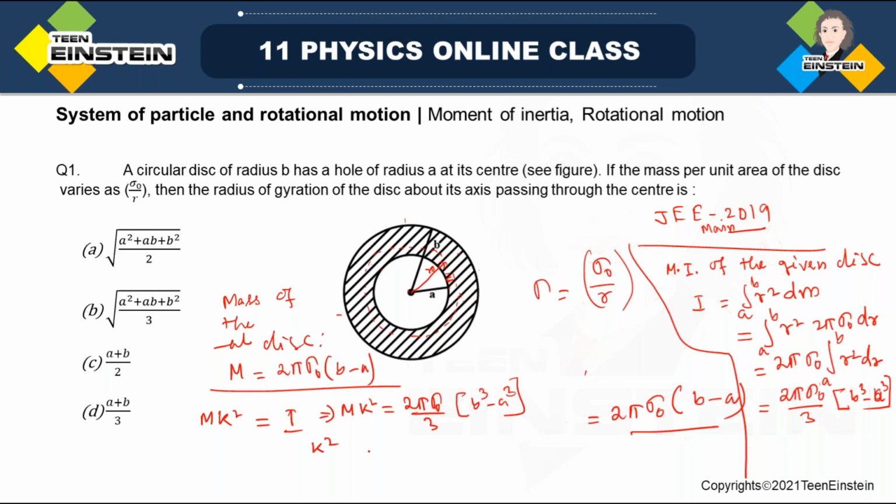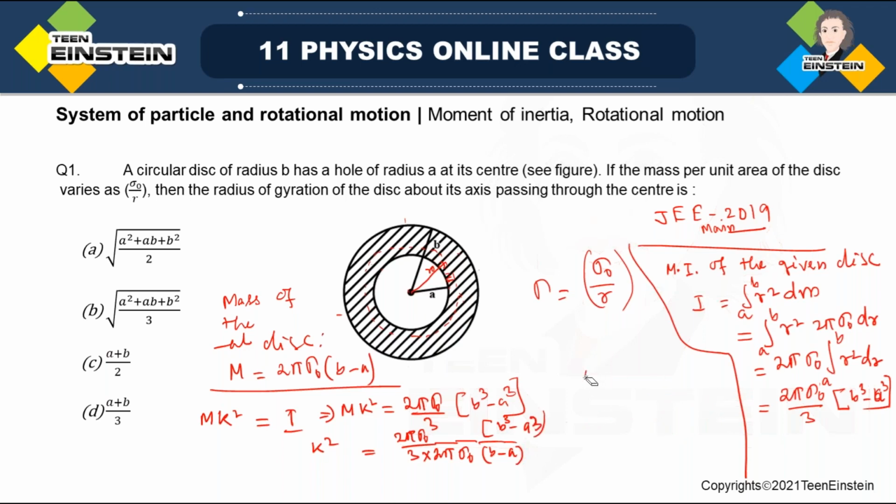Okay, so what is k square? K square will be 2 pi sigma naught by 3, and what is the m? M will come here in the denominator, so I am putting m from here as 2 pi sigma naught times (b minus a). And here we already have b cube minus a cube.